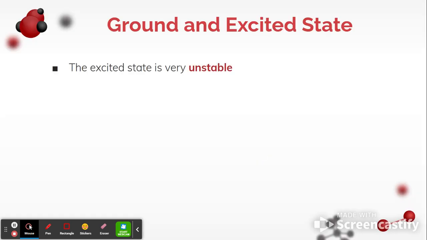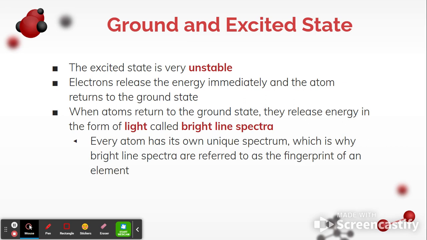The excited state is unstable because it is electrostatically unfavorable. Electrons release energy when an atom returns to the ground state. When atoms return to the ground state, they release energy in the form of light, called bright line spectra, via photon emission. Bright line spectra is often referred to as the fingerprint of an element. As we know, a fingerprint in mammals is a distinct property that is unique to every individual. This same idea applies to bright line spectra, since the bright line spectra is unique to each and every atom.